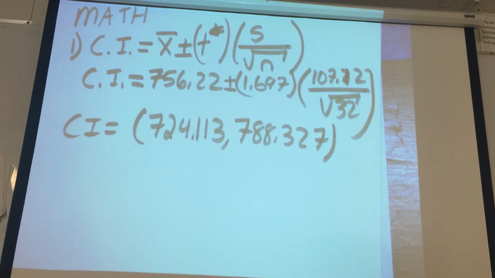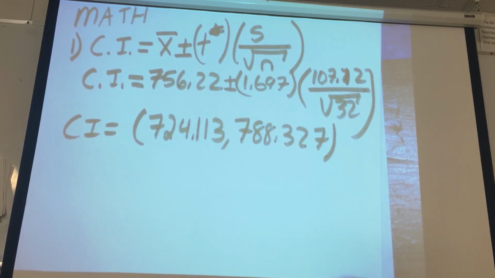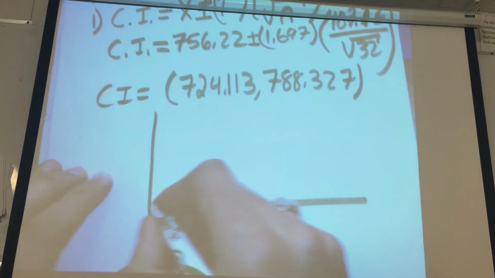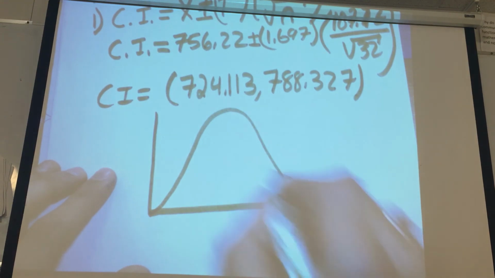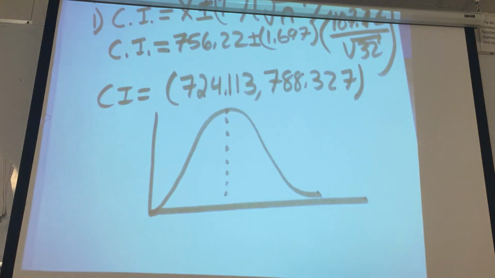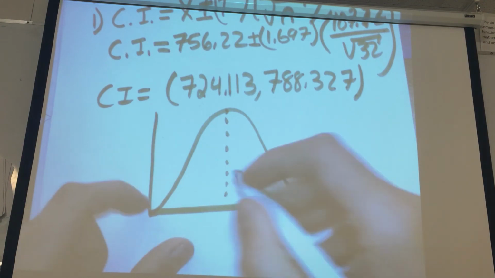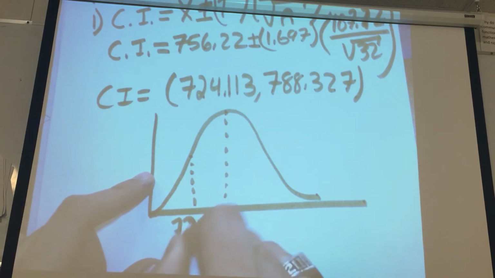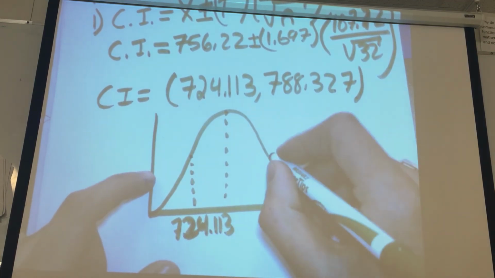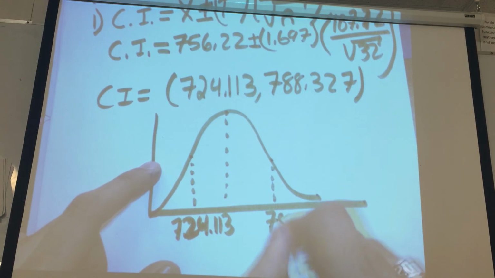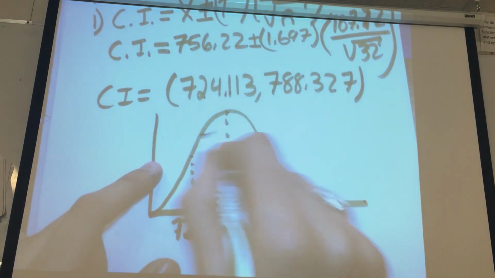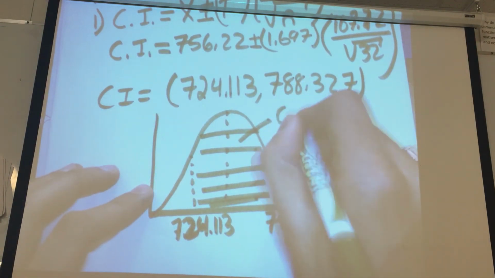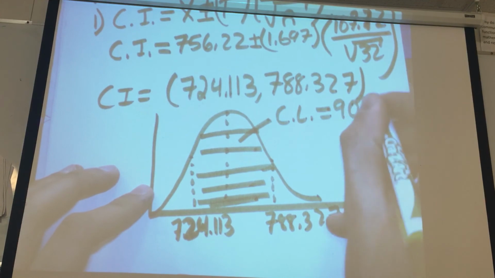So there's the math. Draw the picture. Draw the picture. 90% because it tells us to do a 90% confidence interval. Okay, so our confidence interval is from here, call this 724.113 over here, 788.327. Shade this area in. You could write over here CL, the confidence level is 90%.